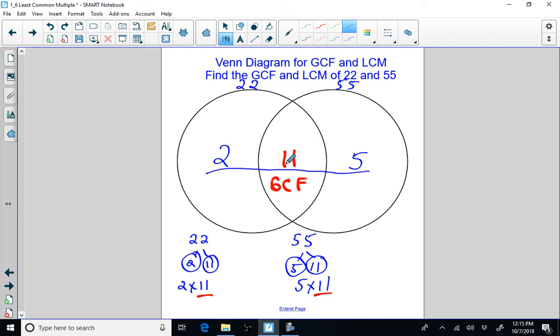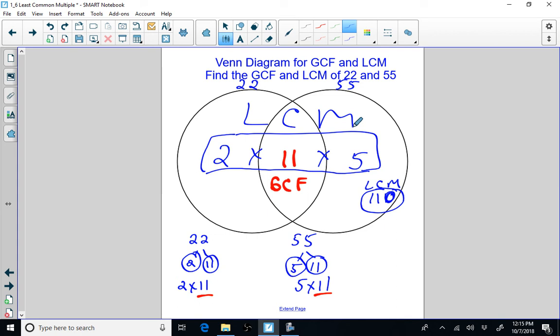So 2 times 11 is 22. What's 22 times 5? 22 times 5, I believe, is 110. So the least common multiple is 110, which is the product of 2 times 11 times 5. That's my least common multiple. Let me circle that. Put a box around here. That times that times that. That's my least common multiple.